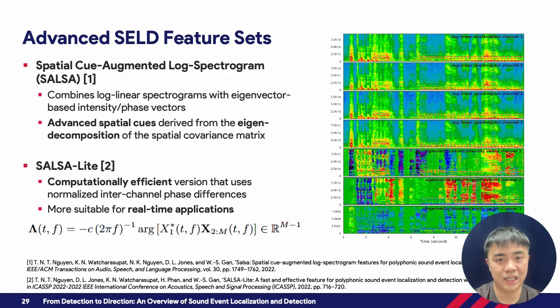Now the authors also introduced a computationally efficient version called SALSA Lite. It replaces the costly eigenvector computation with normalized interchannel phase differences. So this makes it much faster and highly suitable for real-time applications, though it is specifically designed for the mic audio format.